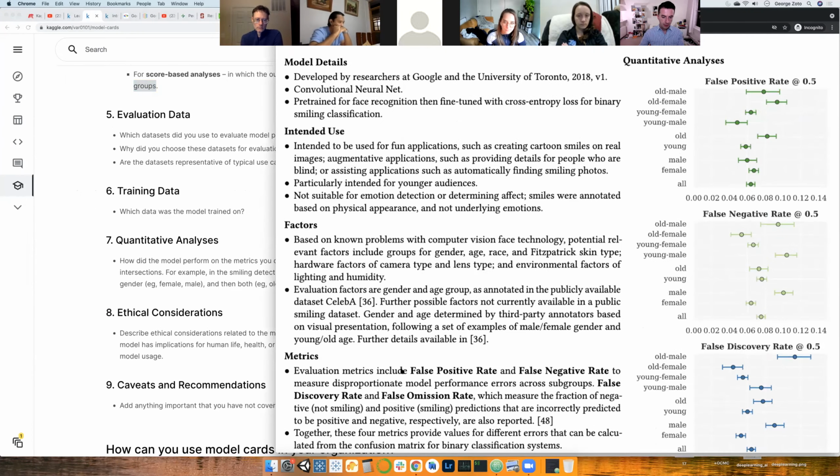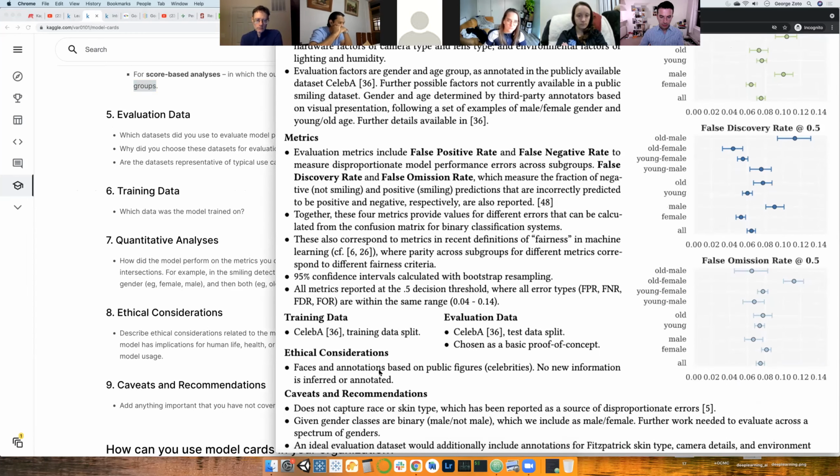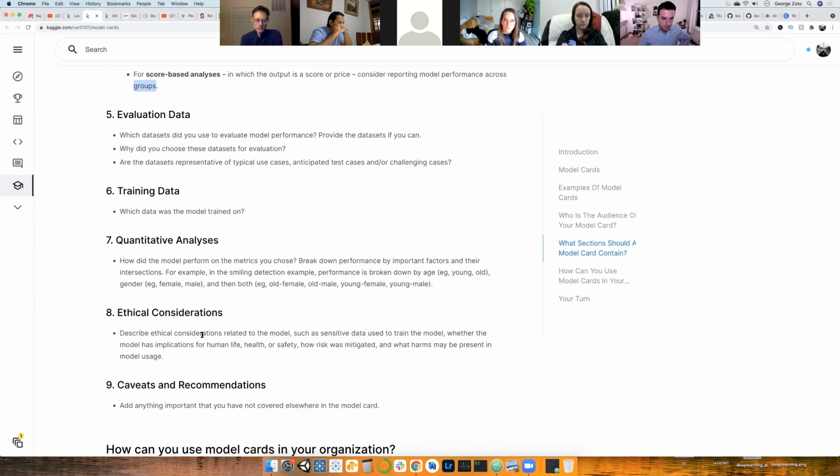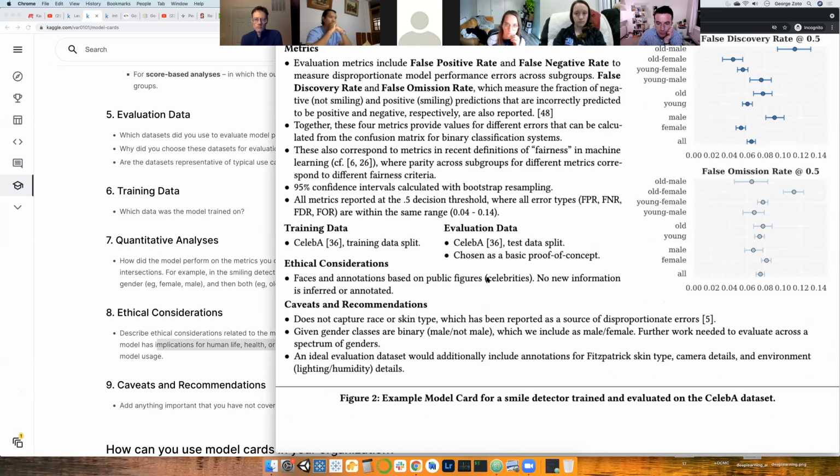The ethical considerations: is sensitive data used, or do they use insensitive data? Does your model have any implications on health, safety, life, and how can you mitigate that, or what harm may be present in model usage? Again, these faces and annotations are based on public figures, celebrities. No new information is inferred or annotated. So basically, it's a very small subset of human faces.